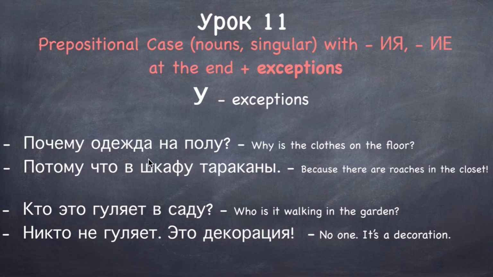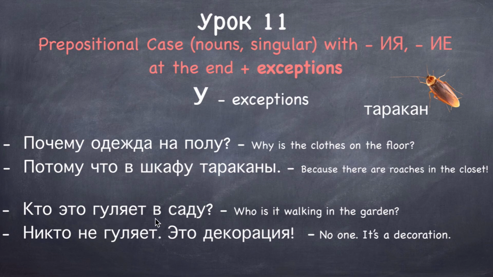Почему одежда на полу? Why is the clothes on the floor? Потому что в шкафу тараканы. Because there are roaches in the closet. Sorry for a nasty example, but tarakan is a roach, a cockroach. So let me read this again. Почему одежда на полу? Потому что в шкафу тараканы.